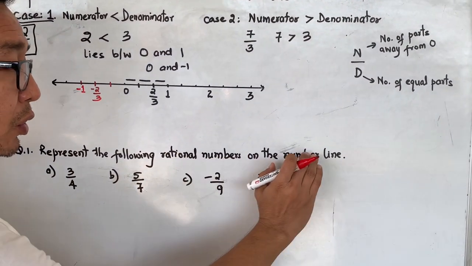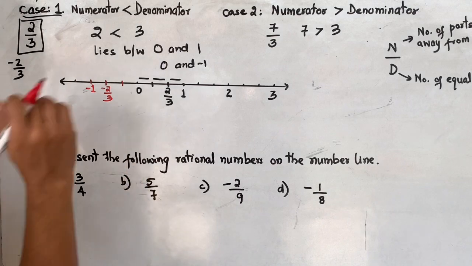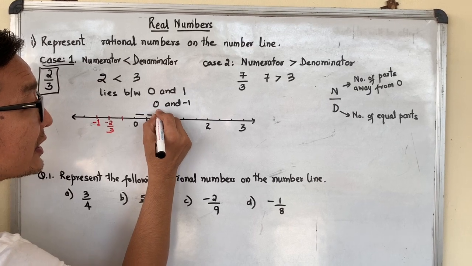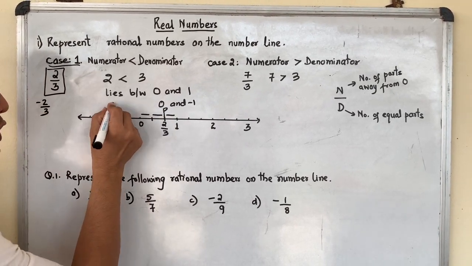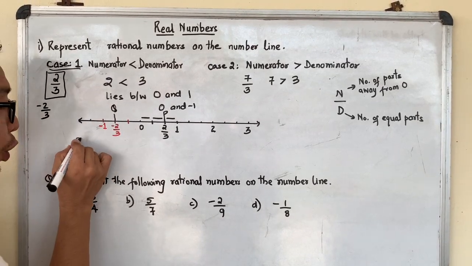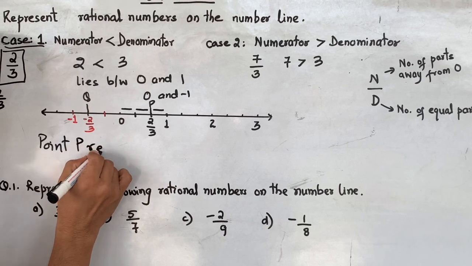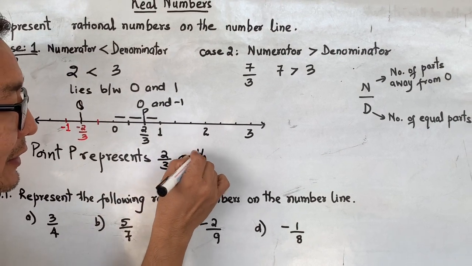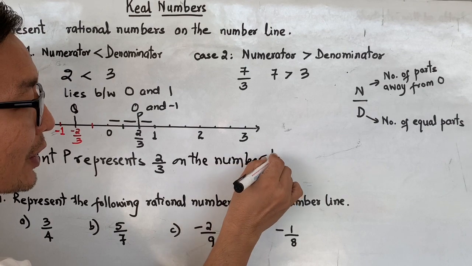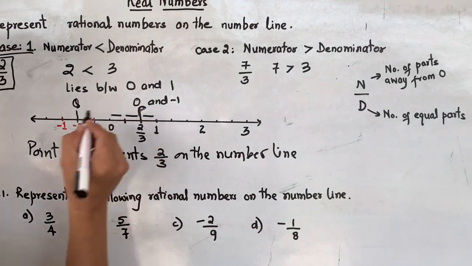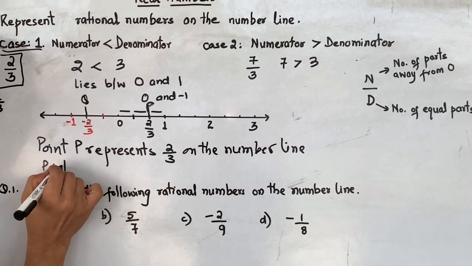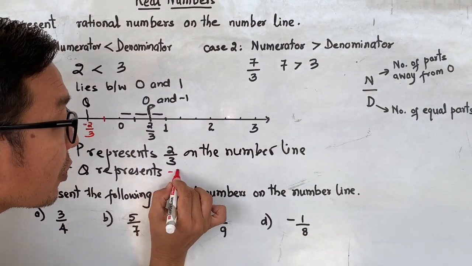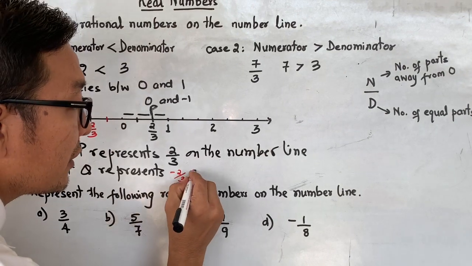These numbers represent the following rational numbers on the number line. Let us say this is point P and this is point Q. Point P represents 2 by 3 on the number line, and point Q represents negative 2 upon 3 on the number line.